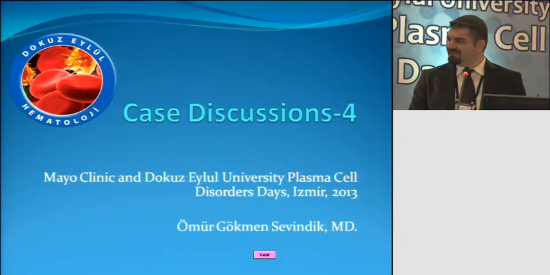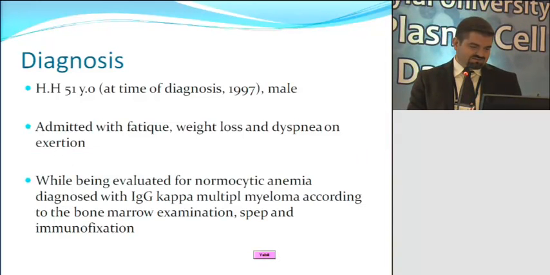Yeah. Let's move to the last, but not the least, case. This is a case of a 51-year-old at the time of diagnosis, and I want to emphasize that the diagnosis was made in 1997. He is a male patient admitted with fatigue, weight loss, and dyspnea on exertion. While being evaluated for normocytic anemia, he was diagnosed with IgG kappa multiple myeloma according to the bone marrow examination, SPEP and immunofixation. I'm sorry we have no more details because the diagnosis was a century ago.